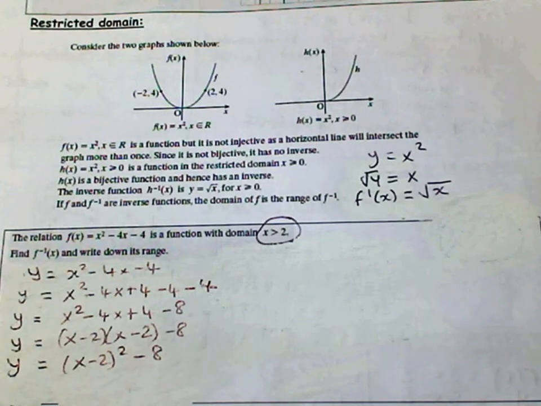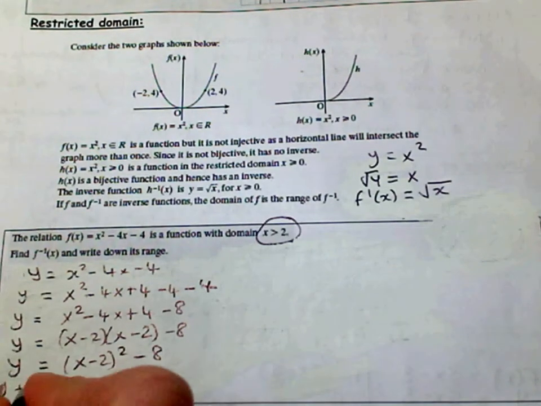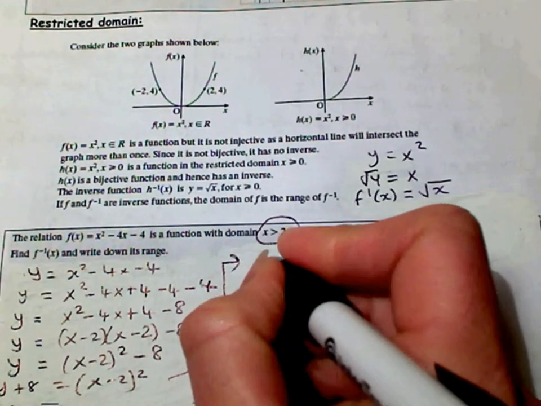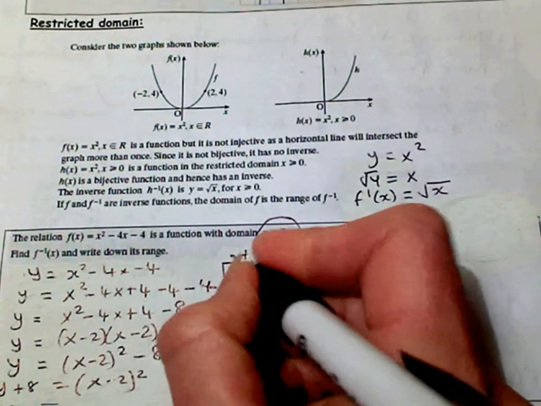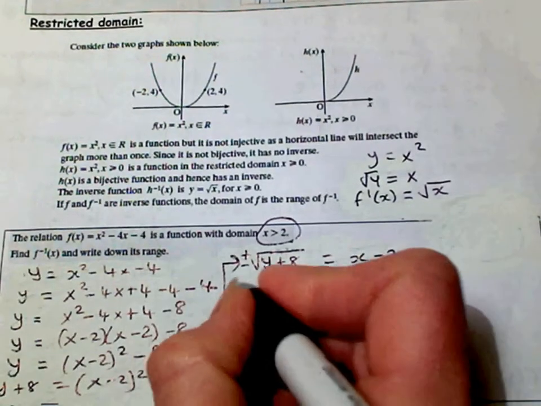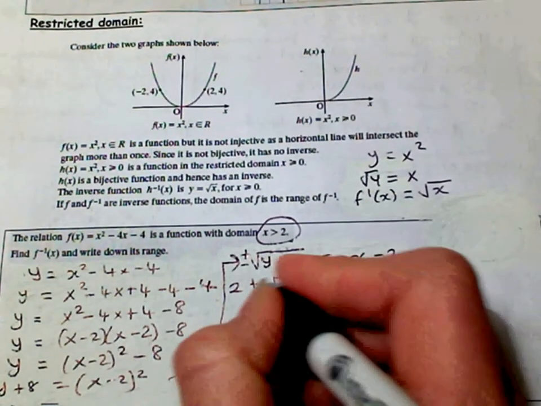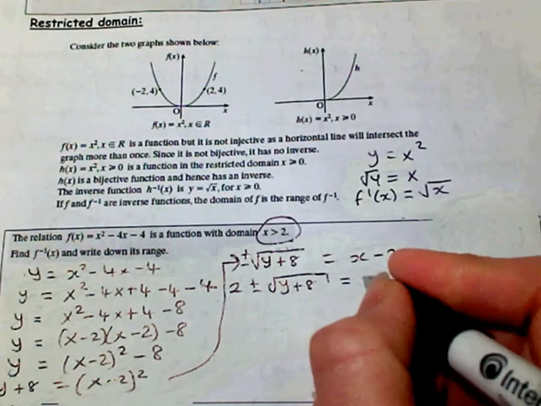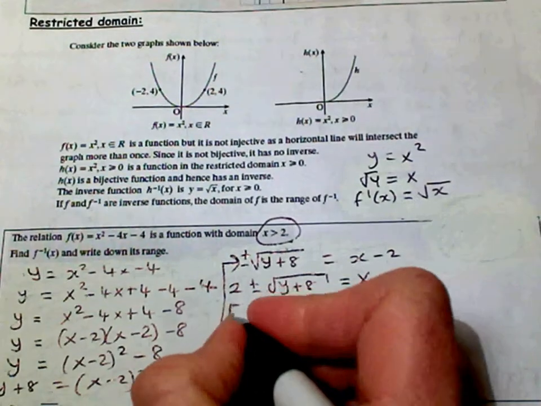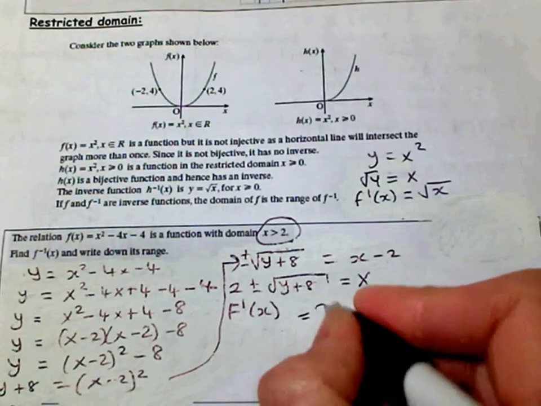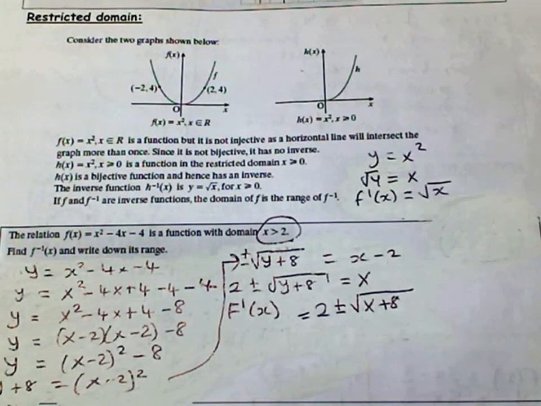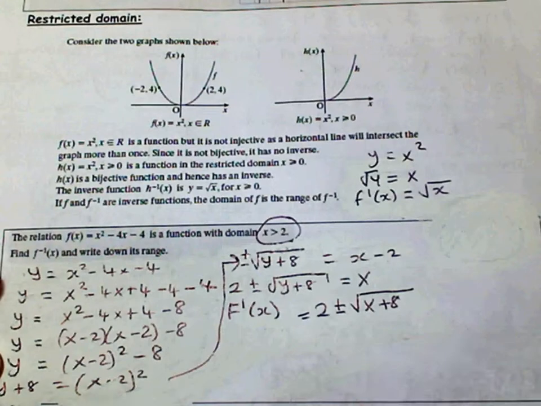Now we want to isolate x, so y plus 8 is equal to x minus 2 all squared. So plus or minus the square root of y plus 8 is equal to x minus 2, and 2 plus or minus the square root of y plus 8 is equal to x. Now, we were asked for the inverse first of all, f dash of x, so that's going to be 2 plus or minus the square root of x plus 8. Remember, you just interchange y with x.